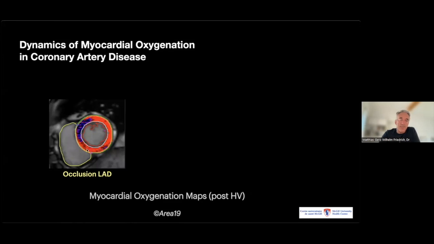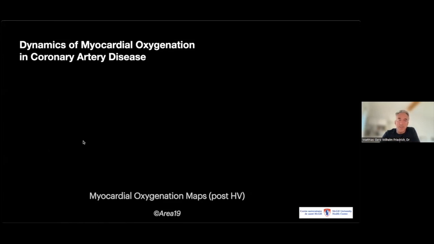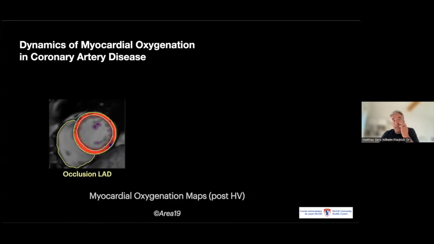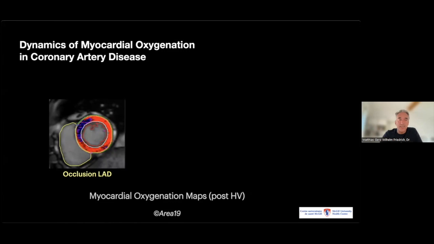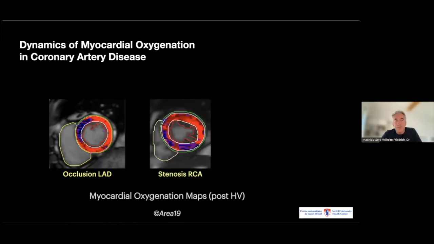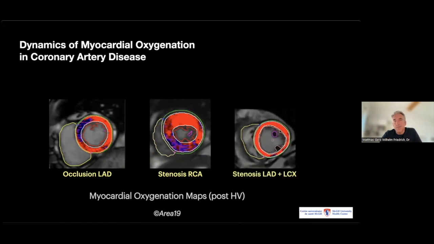These are dynamic maps of oxygenation, normalized to the oxygenation of the blood, where you can see, in this case of an LAD occlusion, lower oxygen levels during the cine. Here you can see it mostly occurs during systole and early diastole. Here's an example of a stenotic right coronary artery, and here's an example of stenosis of two coronary arteries, LAD and circumflex. And here you may notice that right in between, there seems to be an area that is normal, so there was apparently no deoxygenation.